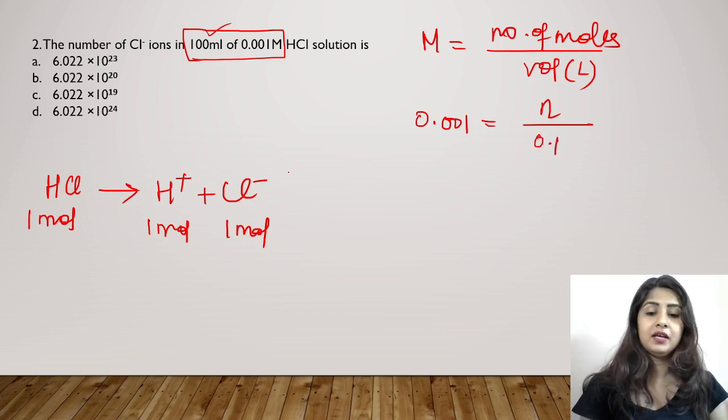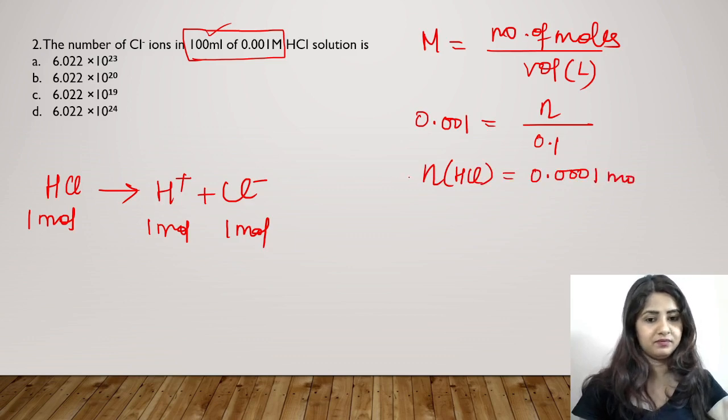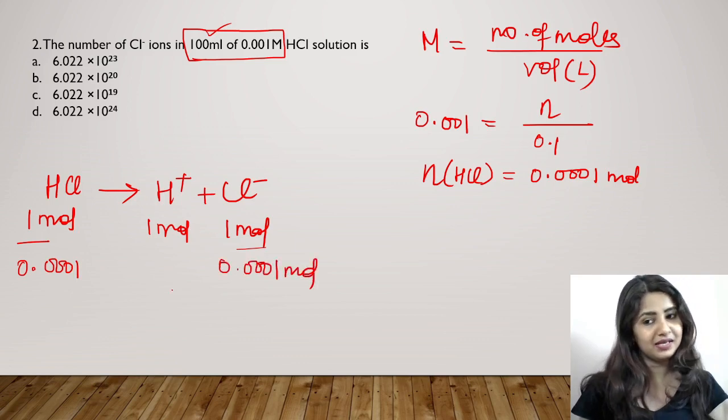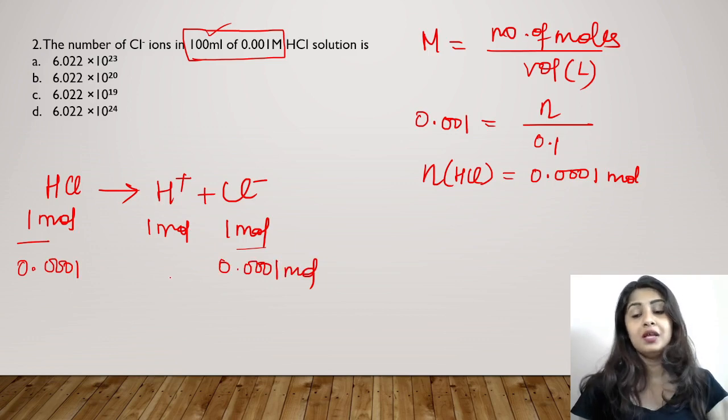So from here, the number of moles of HCl will come as 0.0001 moles, right? So if 1 mole of HCl gives 1 mole of Cl minus ion, then definitely 0.0001 mole will give 0.0001 mole of Cl minus ion. But is that what is asked? No. The number of ions is asked, right?